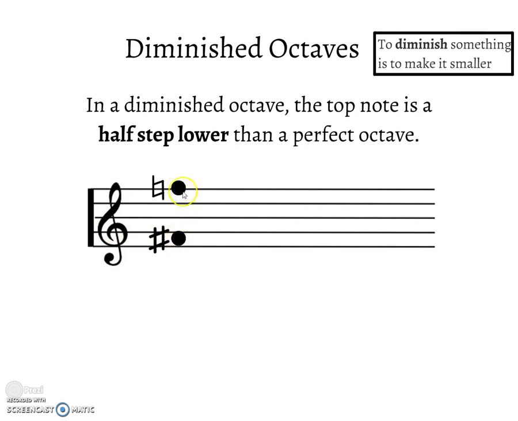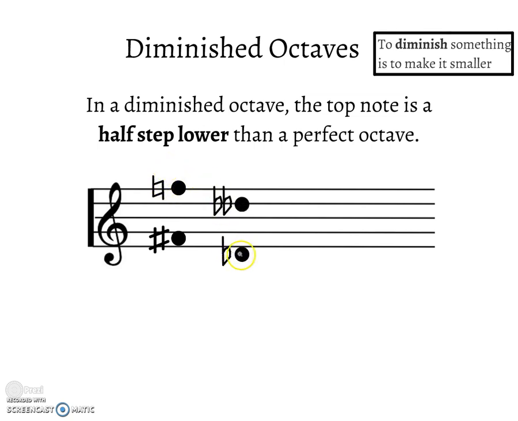Now we have F sharp and F natural because a natural is a half step lower than a sharp. We've still maintained the distance of 8. We haven't actually moved this note from where it was last time. We just changed the accidental to move it down a half step. So this is a diminished octave.